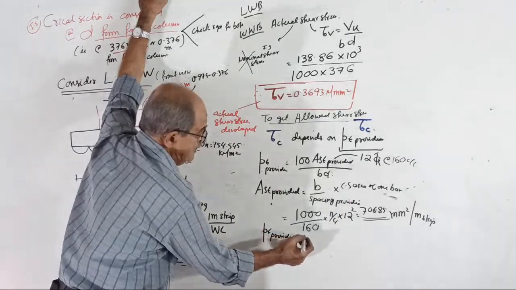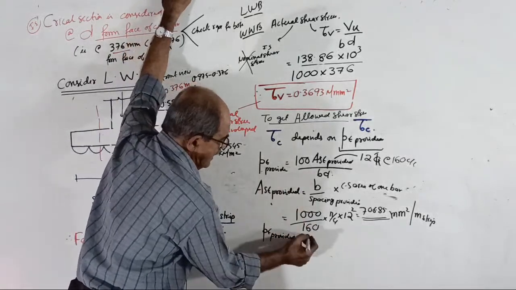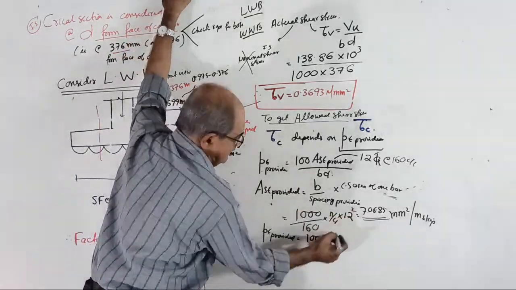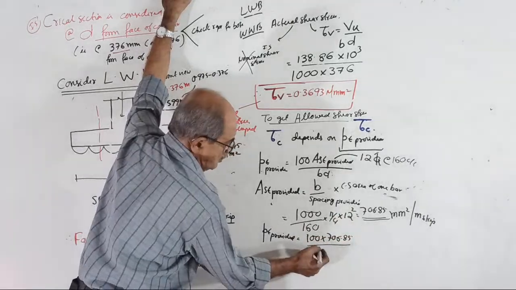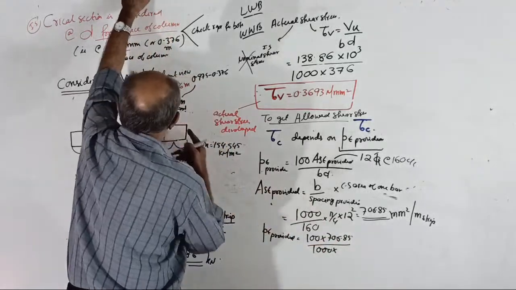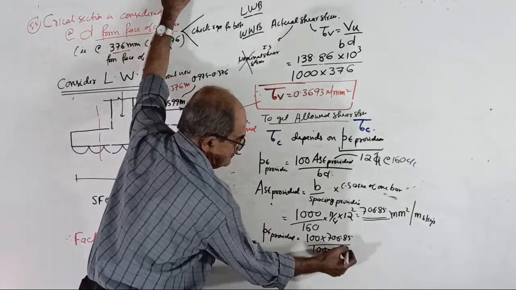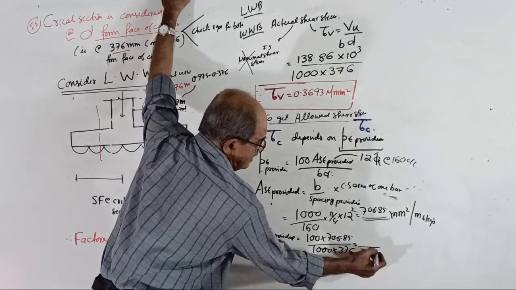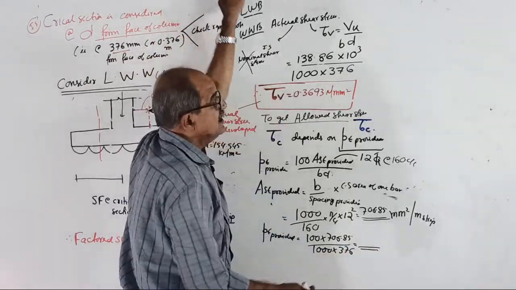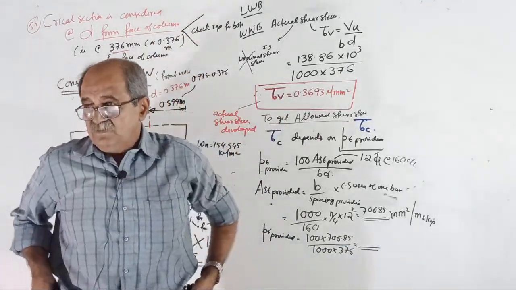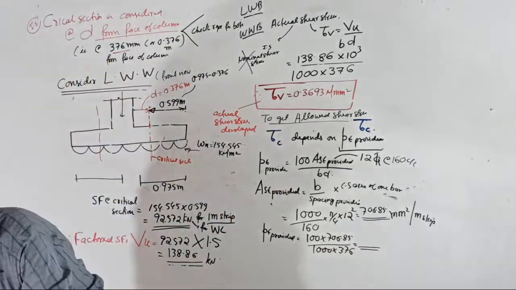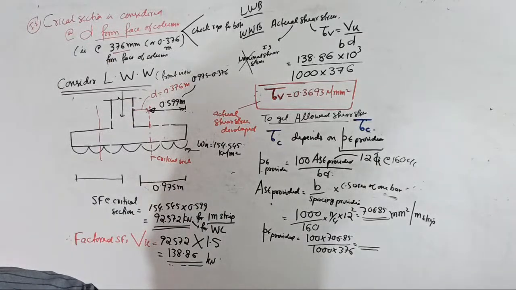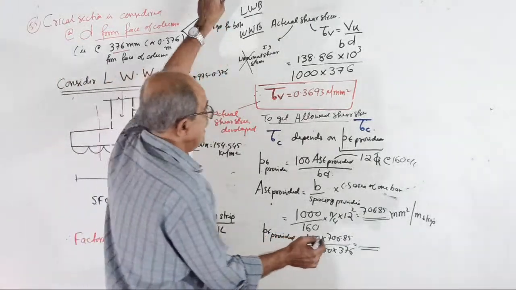PT provided is 100 into Ast provided, 706.85, divided by 1000, divided by D, which is 376. Fast answer. It will come as PT, no unit. PT answer. Some important concept is there now. PT is 0.188.